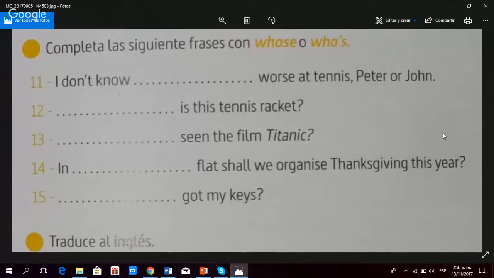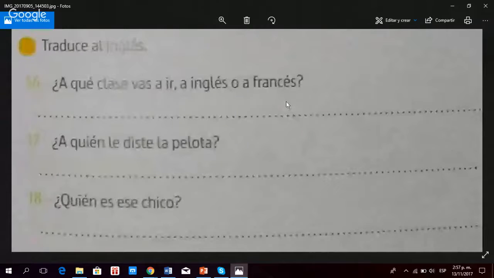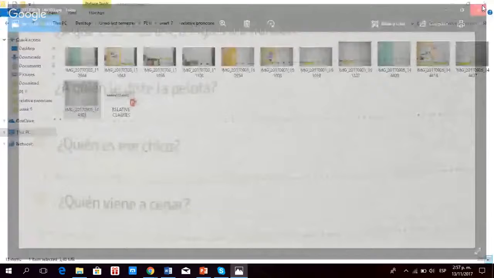In whose flat shall we organize Thanksgiving this year? In whose? Whose. Who's got my kids? Who has got my kids? Okay, I'm gonna stop here.